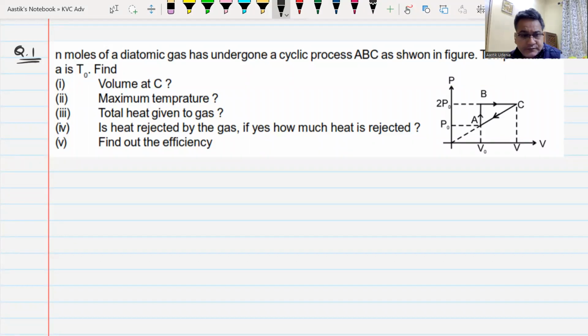What we got to do? The first thing we got to find out is the volume at C. How can I find out the volume at point C? There are many ways to find it. What ways can you think of?